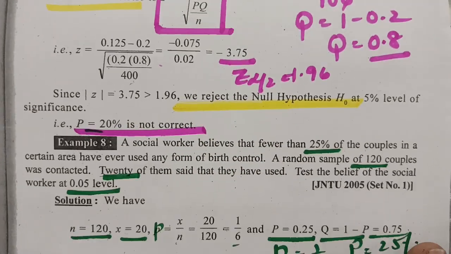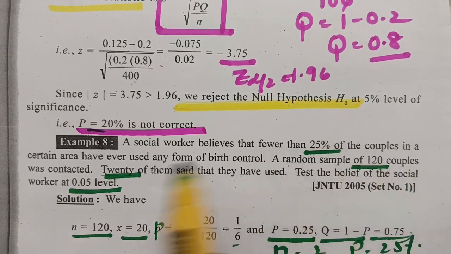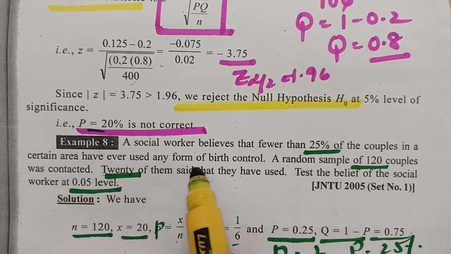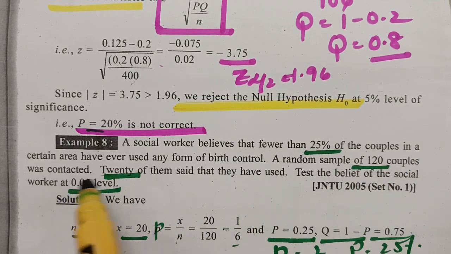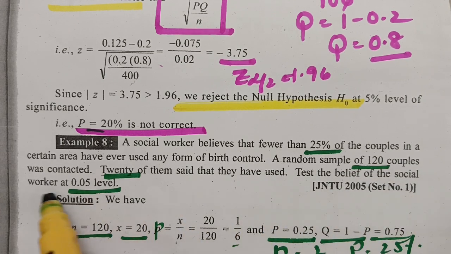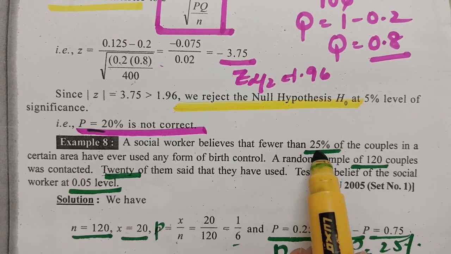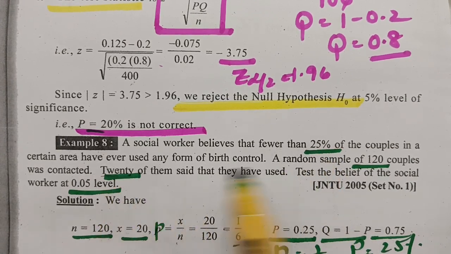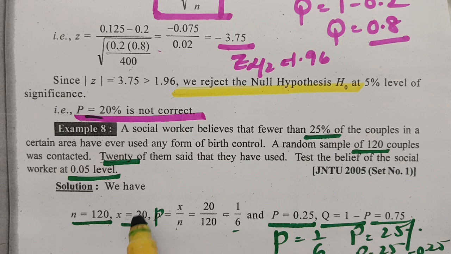And next, coming to the eighth question, a social worker believes that fewer than 25% of the couples in a certain area have ever used any form of birth control. A random sample of 120 couples was contacted. 20 of them said that they have used. Test the belief of the social workers at 0.05 level. So here a social worker believes that 25%. So here talking about the population, capital P is equal to 25%. And here n is equal to 120 couples were contacted. Out of them, 20 of them said they have used. So x is equal to 20.